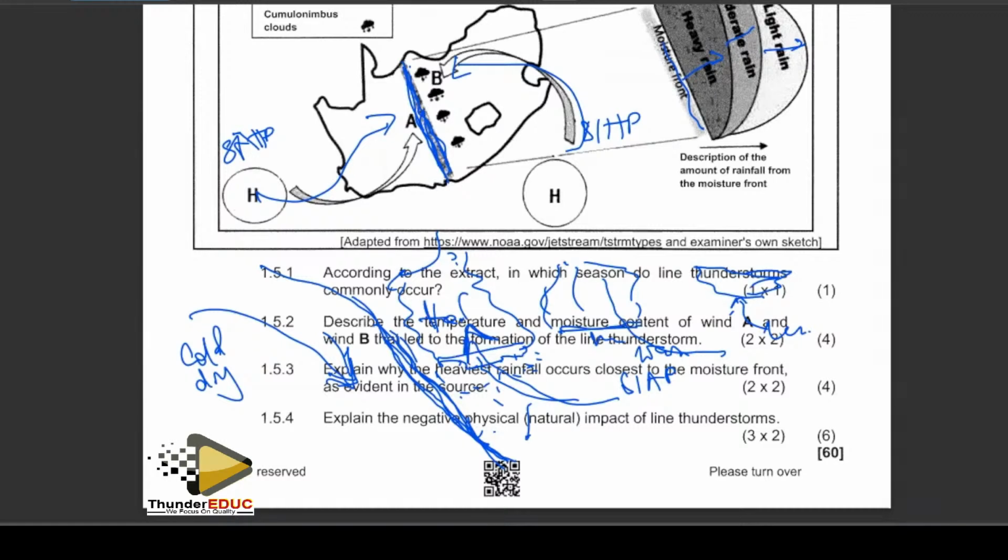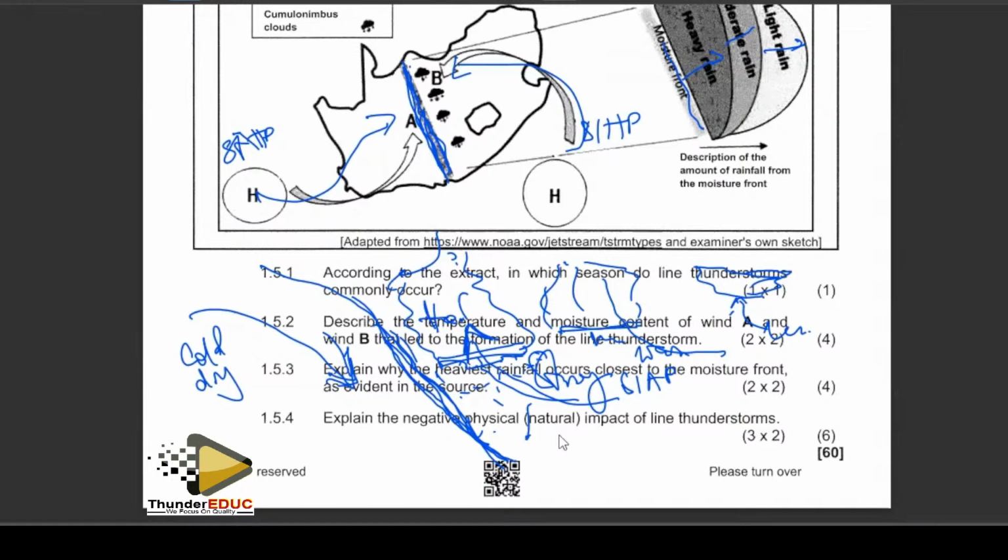So it's because there's strong upliftment of air. Air is strongly uplifted, creating cumulonimbus clouds close to the moisture front that produce heavy rainfall. And as we move away from the moisture front, the upliftment becomes weaker and the clouds produce less to moderate and then little rainfall as we move away from the front. Right, let's move on to the next question.